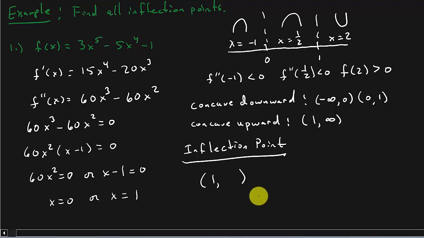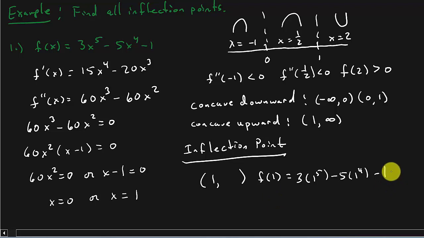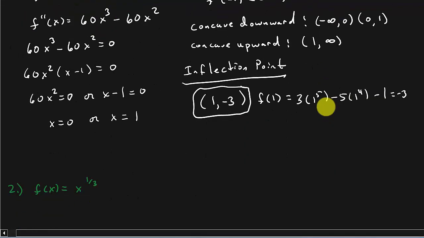So we've got the x value, which is 1. So what's the y value? Well, remember, to find the y value, you plug it back into the original function. So that's 3 times 1 to the 5th minus 5 times 1 to the 4th minus 1. And that is going to give us, is that -3? 3 minus 5 is -2 minus 1 is -3. And so here's your inflection point. That's what we're wanting you to find. All right. Not bad. Pretty easy.